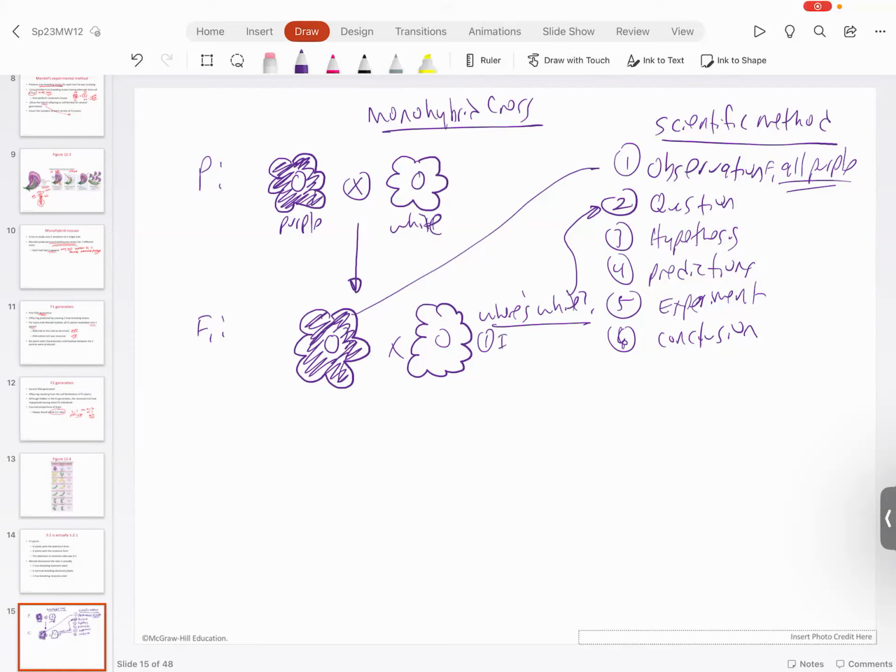But here's the thing: white is gone. That's what the blenders say. What do the particulate guys say? It's not gone. White must be hiding. Right? What is that? That's your hypothesis. Now you have some predictions that come from your hypothesis, don't you?